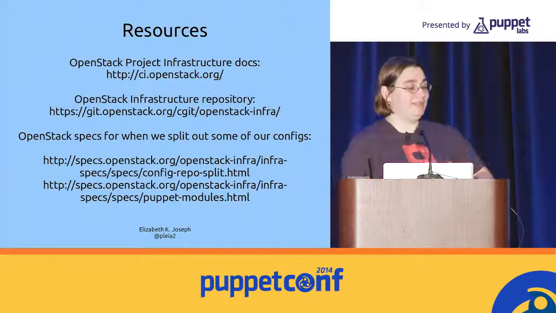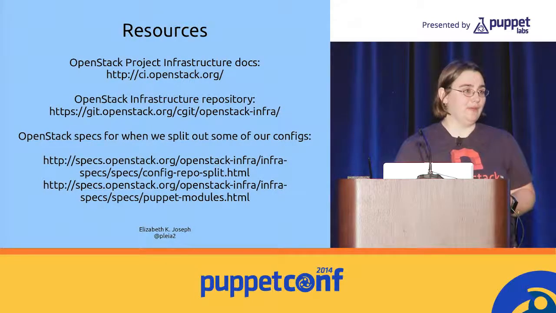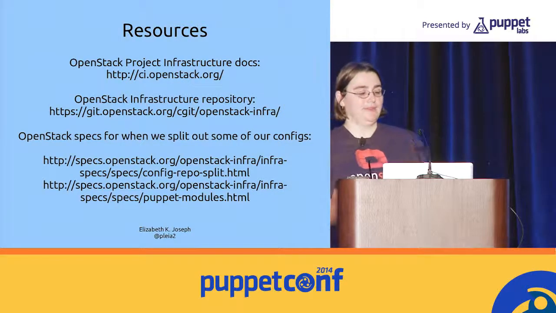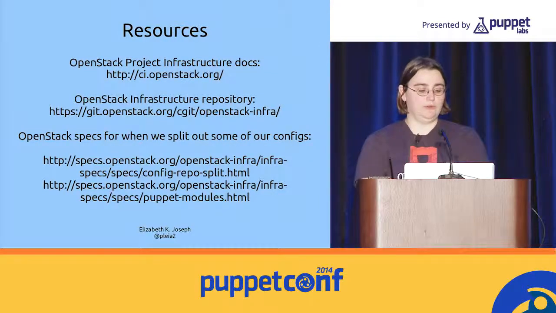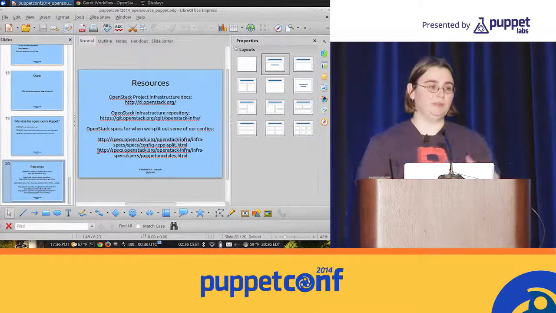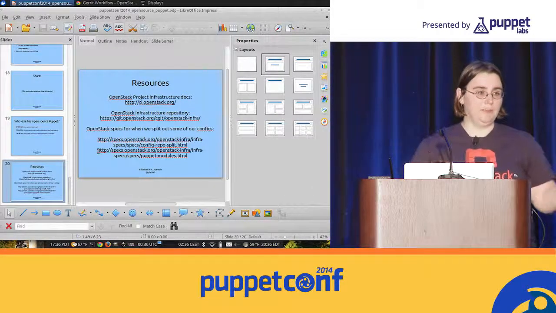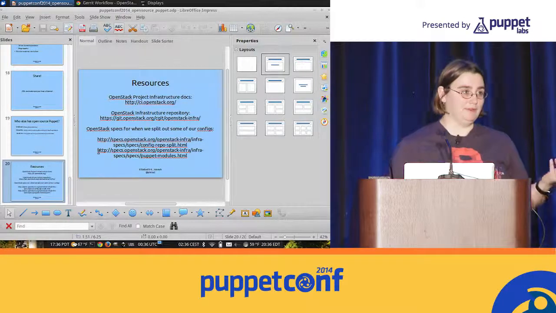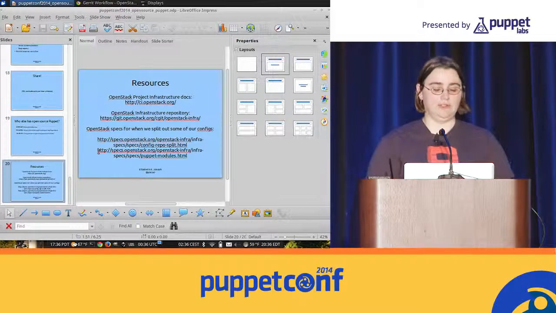And then I have a whole slide of resources. So again, I showed you the ci.openstack.org, all of our documentation, our repository on git.openstack.org. And then we have a couple of specs. I'll actually just open up these real quick. So in OpenStack, we have plans for the year, or for the 6-month cycle. And what we'll do is we'll submit a specification. So one of the things we wanted to do this cycle was split out our config, our system, and our actual configuration for projects. And then we also wanted to break out all the Puppet modules.